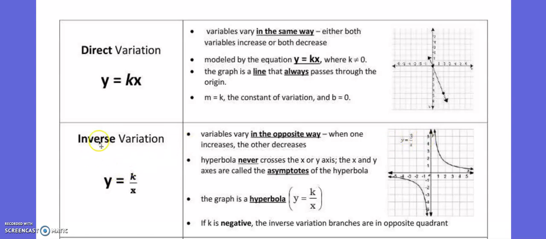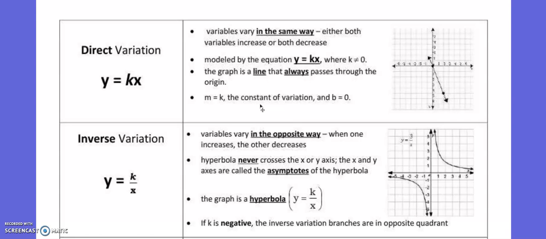An inverse variation equation is a little bit different. This is where variables vary in the opposite way. When one variable increases, the other decreases. The graph of this is not a straight line. It's a hyperbola. It kind of looks like a boomerang in my opinion. They never cross the x or the y-axis. The x and the y-axis are actually called asymptotes of the hyperbola.